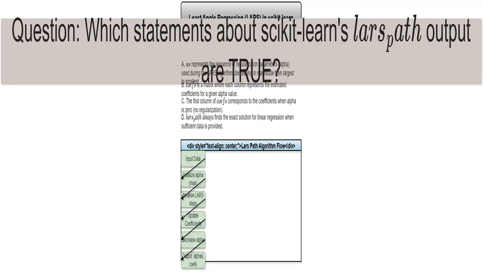This question tests my knowledge of the _Lars_path function. I need to understand what information this function gives me back. It's like asking a multiple-choice question about the tools I use for a specific job.